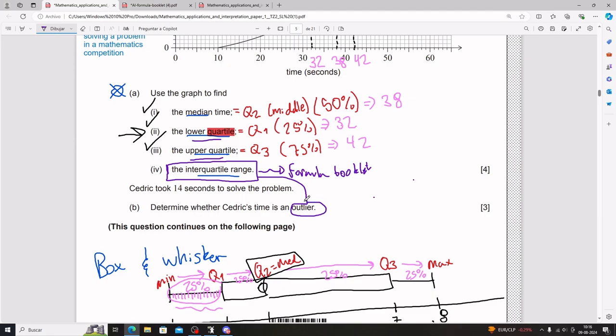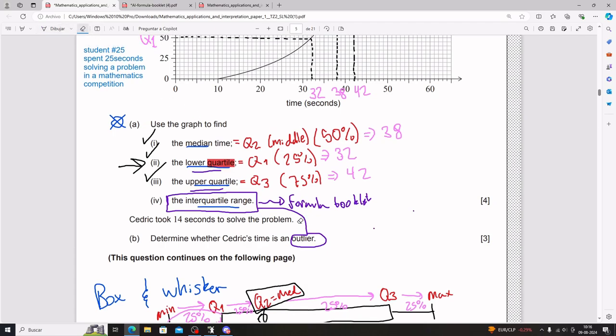See? And also, it's absolutely a classic for them to ask for an outlier. Know how it works. See? So, in the formula booklet, it helps you for the interquartile range. It does not help you for the outlier.